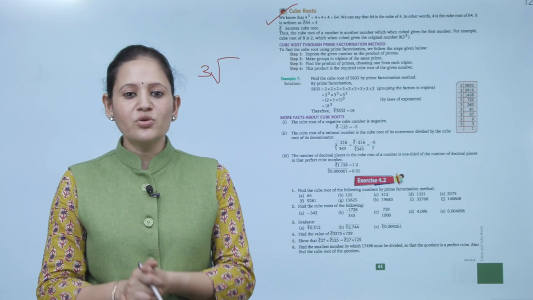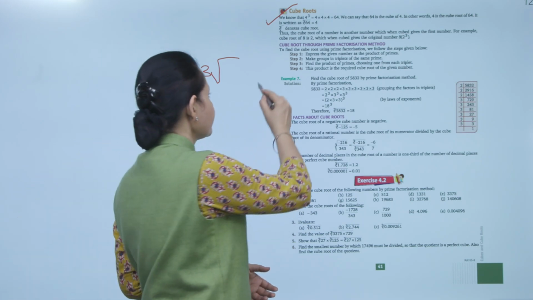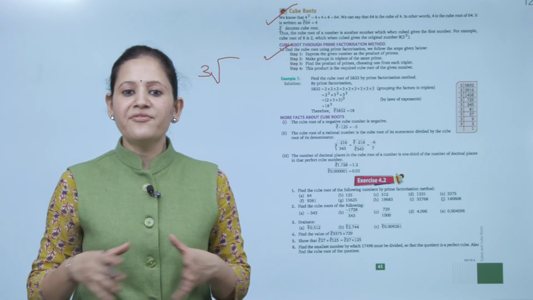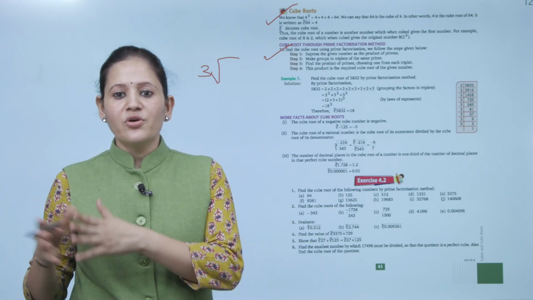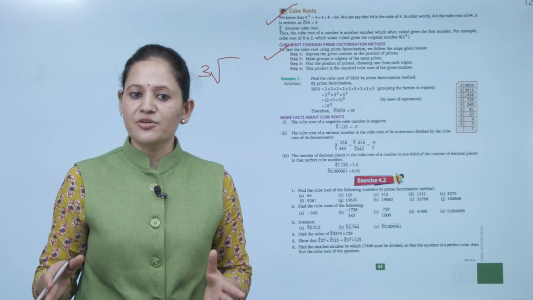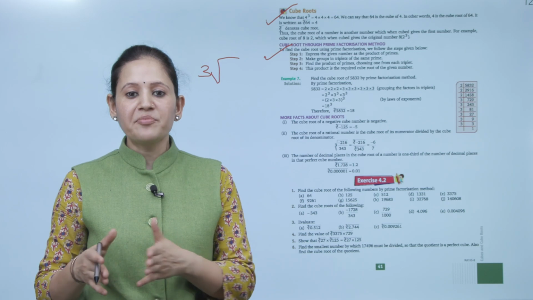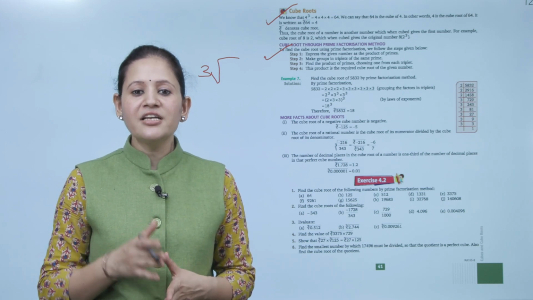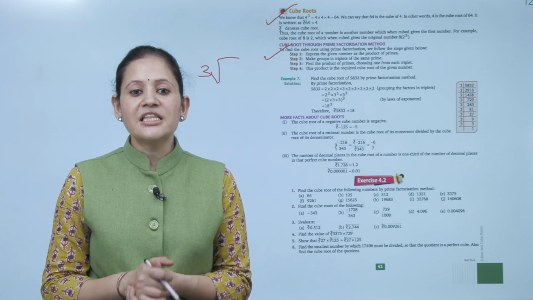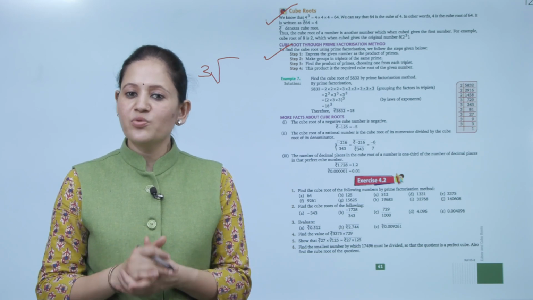Next is cube root through prime factorization method. To find the cube root using the prime factorization method, we follow the given steps. Step 1, express the given number as the product of primes. Make groups of triplets of the same prime. Find the product of the primes, choosing one from each triplet. This product is the required cube root of the given number.